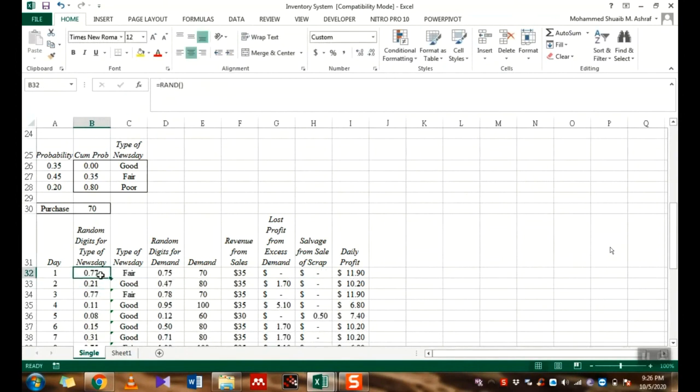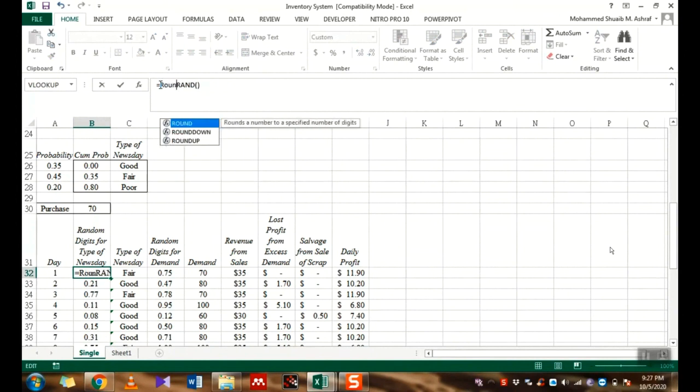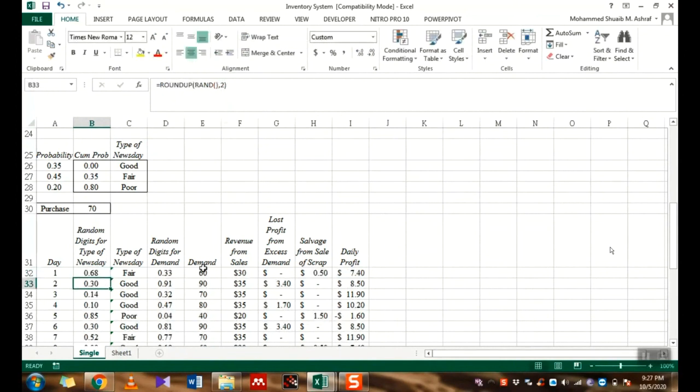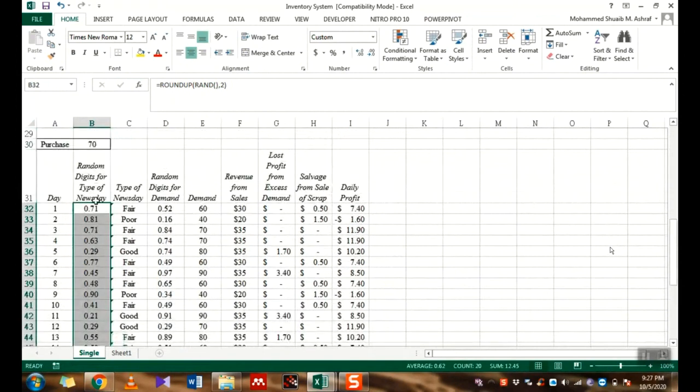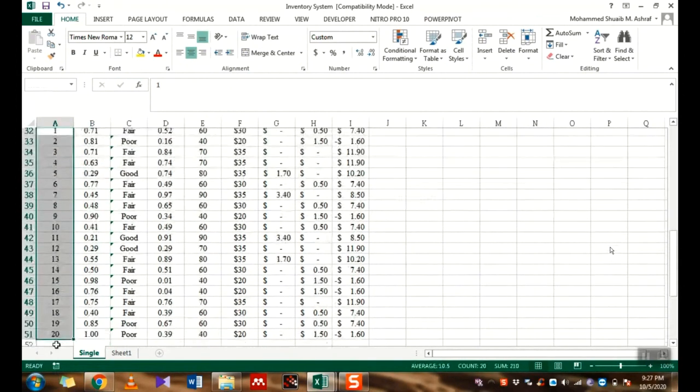Okay. Or we can see. Okay, the rand function also. If you like, you can apply round up also. Rand, round up, and then comma 2, and then drag. Apply this to 20 cells. So 20 random values are generated for these 20 days.